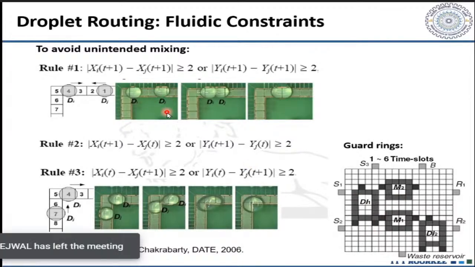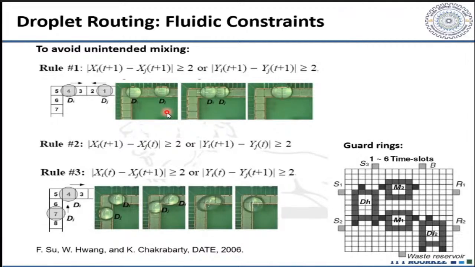In order to restrict this, we need to add some constraints. These are easy constraints. You can just easily verify that there should be at least a two electrode gap so that they cannot mix with each other. Another mechanism that is also used is the guard ring. When there is a mixer, then around the mixer or around the module, some of the electrodes are omitted for routing the droplet. So these are the kinds of droplet routing problems.